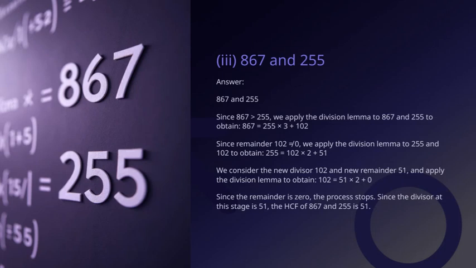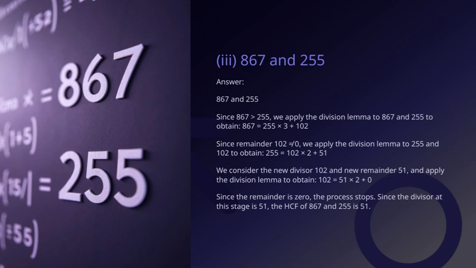Now, since the remainder is 0, the process comes to a stop. At this point, we see that the divisor is 51, which means that the highest common factor, or HCF, of 867 and 255 is 51. Next, we consider the new divisor, which is 102, and the new remainder, 51. Applying the division lemma here, we get 102 equals 51 times 2 plus 0.